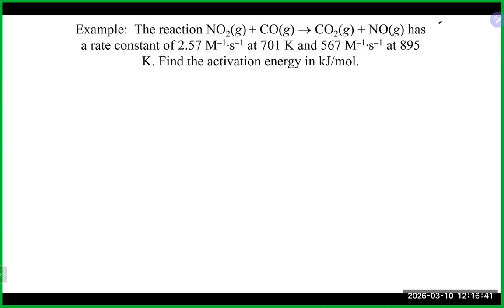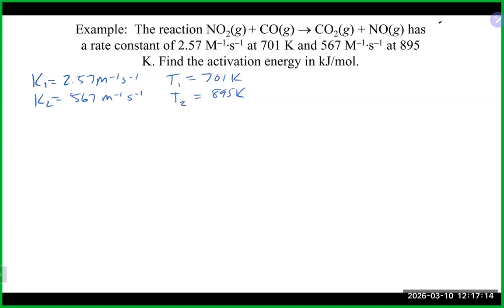So just pull out some information. We got a rate constant here of 2.57 and a temperature that goes with it of 701 Kelvin. We got another rate constant, 567, and a temperature that goes with it of 895 Kelvin. And that is all we got, I think. You could really call these whichever way you want to go, as long as the numbers that go together stay together, or again, you could swap them around. It doesn't really matter. We're good here as we're already converted into Kelvin.